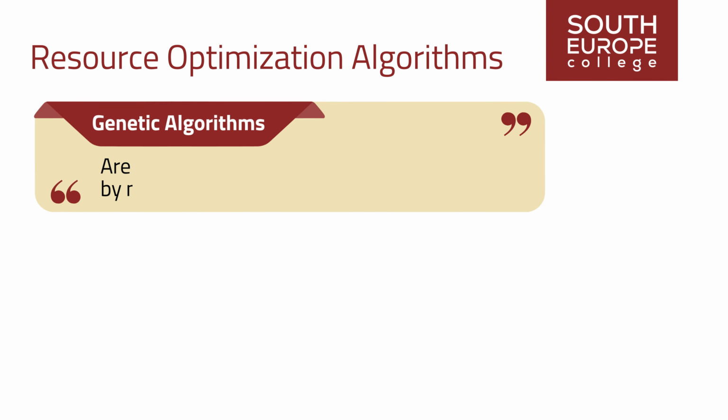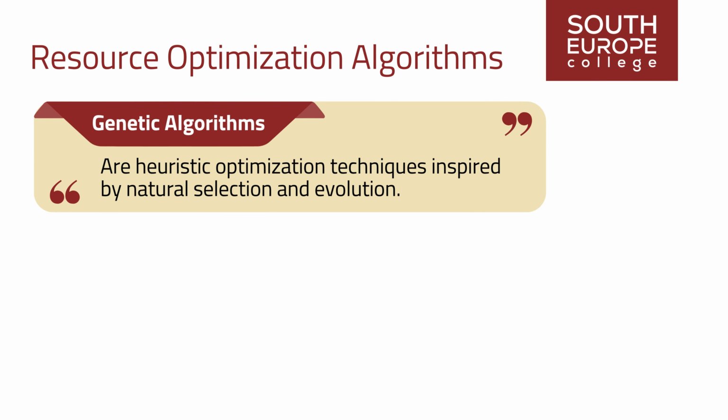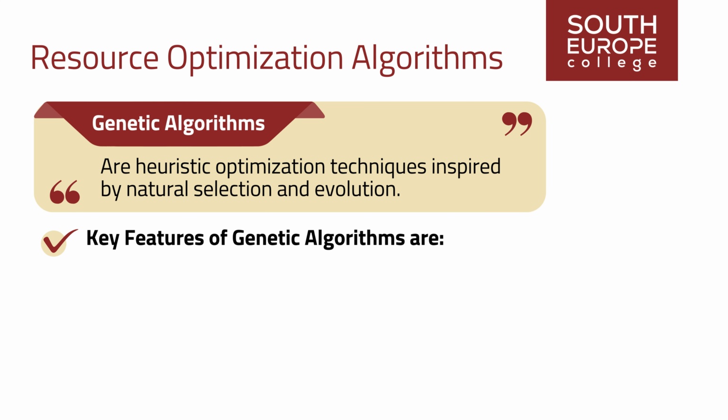Genetic algorithms are heuristic optimization techniques inspired by natural selection and evolution. They employ a population-based approach to iteratively search for optimal solutions to complex problems by mimicking the principles of natural selection, crossover, and mutation. Key features of genetic algorithms are: population generation.